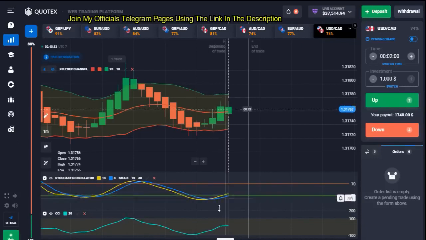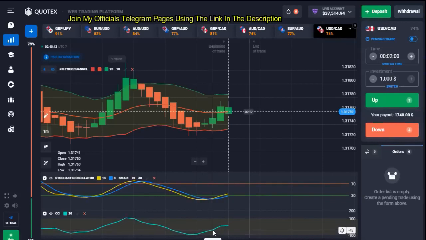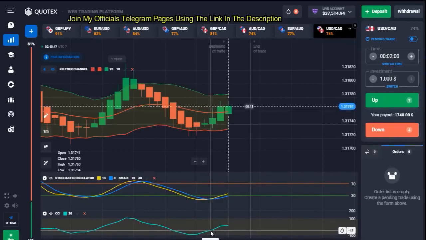The same thing with our CCI. The crossover actually happens here, in the oversold position as well on our CCI, and it's going up. So that is what I mean: always make sure that your CCI and your stochastic oscillator are on the same trend before you place the trade. It's very important. It's very, very important. This is the confirmation we need to see here.